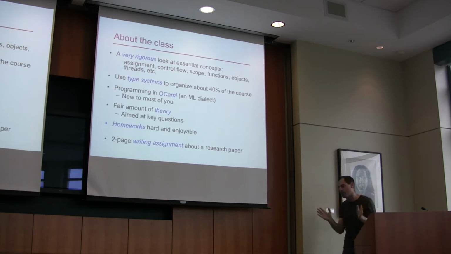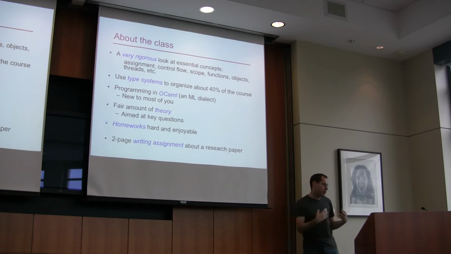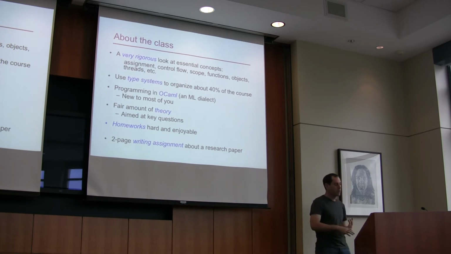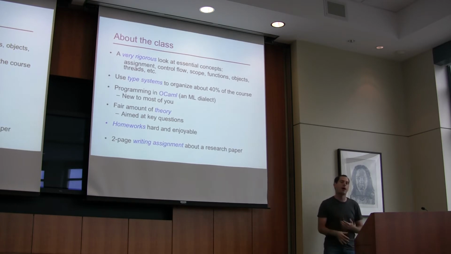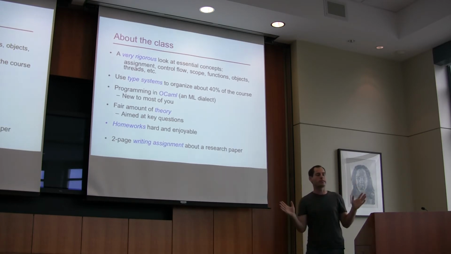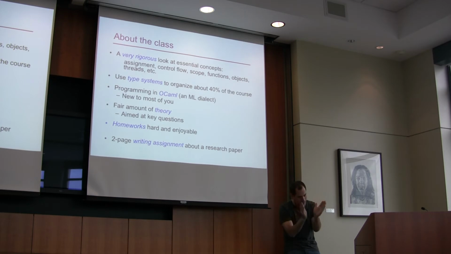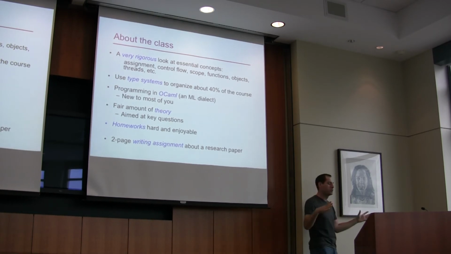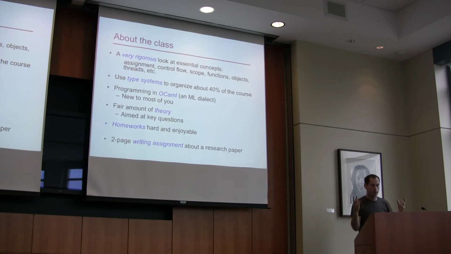Okay, so a little more about the class. It is known as a very rigorous class. What we'll basically study is variables, control flow, scope, functions, objects, and threads. And you're like, I already know all those things. Yes, but you haven't studied them as carefully as we're going to. And it'll give you a very, very deep understanding of the building blocks on top of which we build all of our software and all of our computational abstractions.